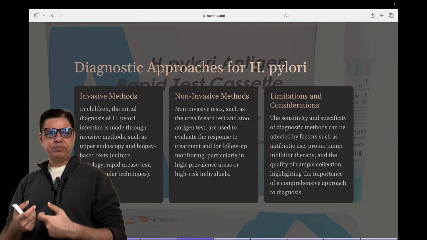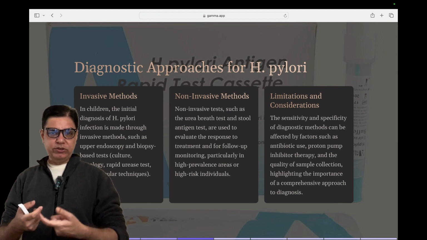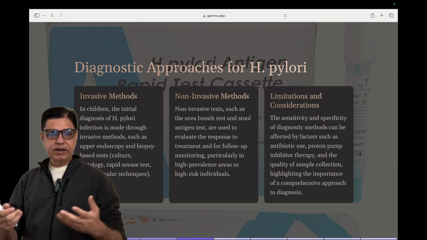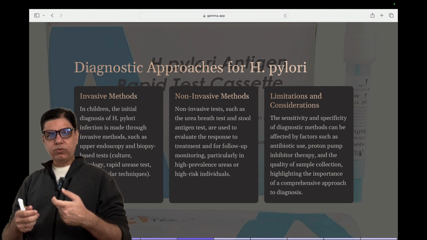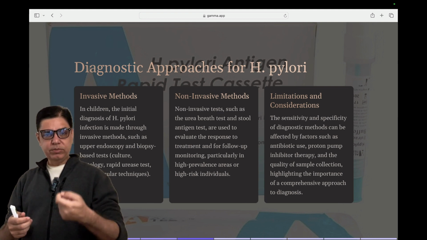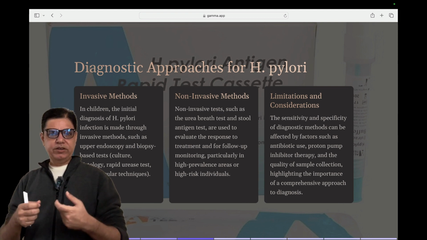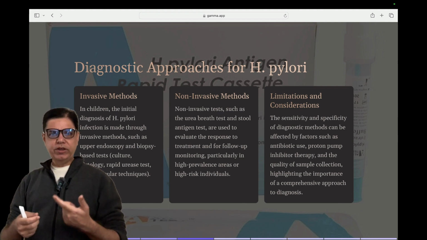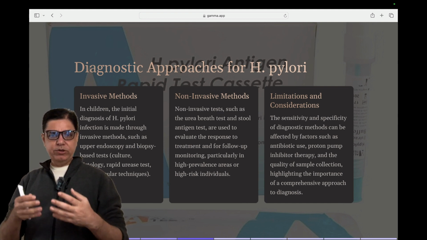Number two is you can use samples to do culture as well, which is the most sensitive but not easily done. And another thing which is done quite quickly on the biopsy samples is your rapid urease test, because this bacteria produces an enzyme, urease, which splits urea into ammonia and carbon dioxide. So that particular property of the bacteria can be used to diagnose this.